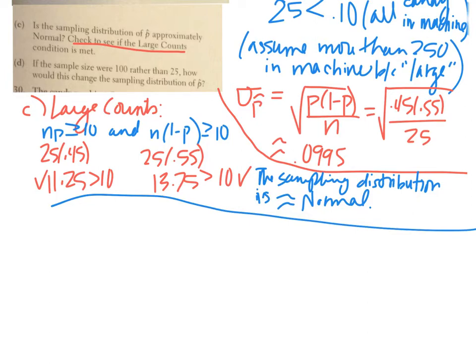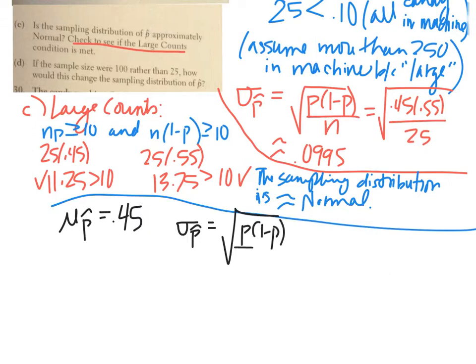If we can assume that there's more than 1,000 candies in the machine, then we can still essentially do everything that we just did. The mean of p hat is still going to be 0.45, because that's not dependent on sample size. But the standard deviation is. Do you notice how standard deviation is divided by n? So if we just think about this for a second, the bigger n is, because I'm dividing by it, the smaller the standard deviation is going to be.